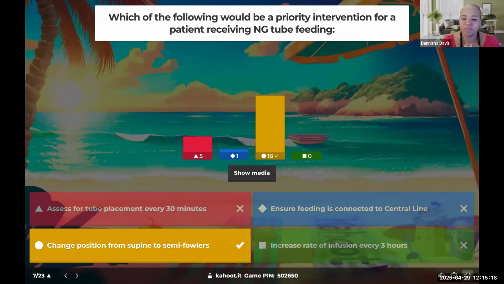Why do we put them in a semi-Fowler's position? Why is that important for a patient receiving tube feeding? Yes, aspiration. We don't want them to aspirate and get that tube feeding into their lungs. Very good.